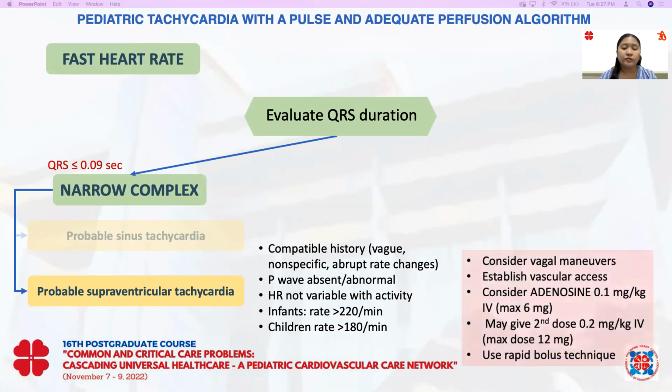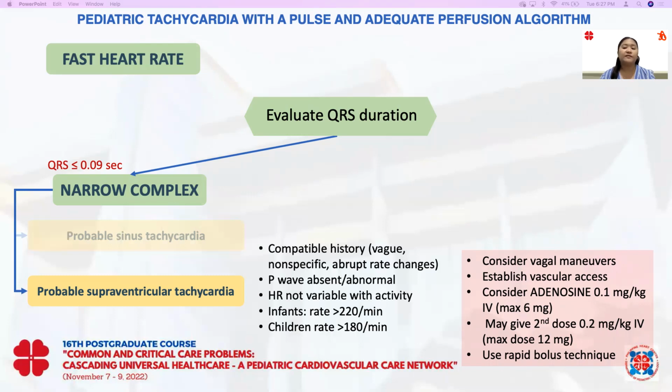So what do we do now if we are considering SVT? We can try vagal maneuvers first. In infants and children, we can try putting an ice water mixture in a plastic bag and apply it to the upper half of the child's face. For older children, try doing carotid massage or Valsalva maneuver by asking them to blow through a narrow straw, especially if the child is already cooperative.